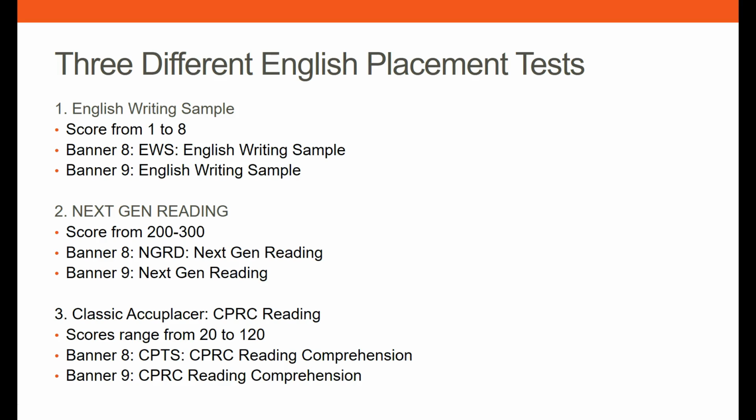Currently, there are 3 different English placement tests that you'll see. There's the English writing sample, which is a score from 1 to 8, the Next Gen reading, which is a score from 200 to 300, and the Classic Accuplacer, which will say CPRC reading, which is a score from 20 to 120. I also have there what the codes are in Banner 8 and Banner 9.